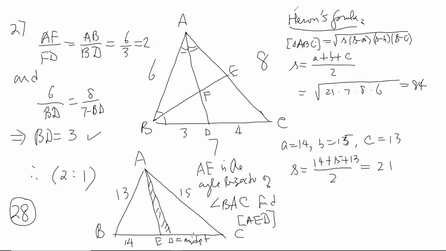So that's the area of the triangle. And the area is 1/2 of the base times height, where the base is 14. So therefore the height here is, so the height is what? The height here is 12. Okay, thank you. So that's how you find the height. The height here is 12.